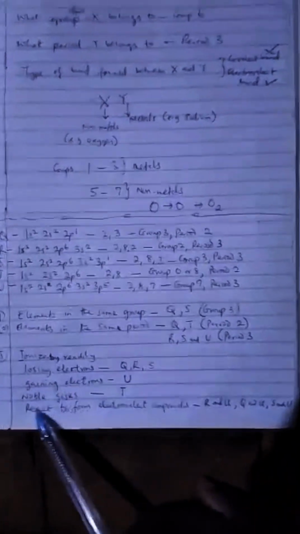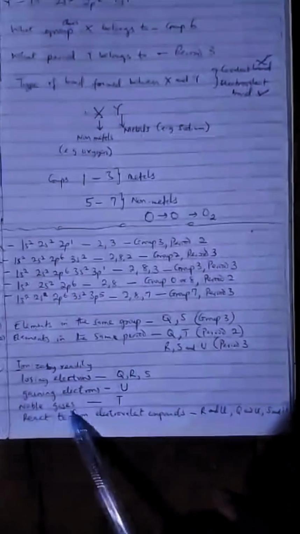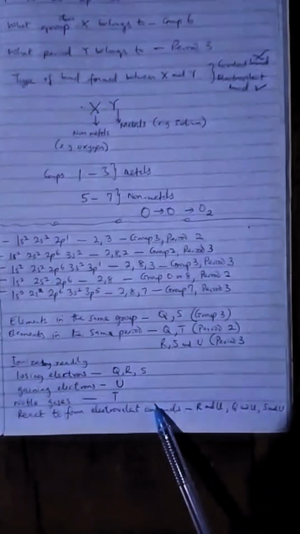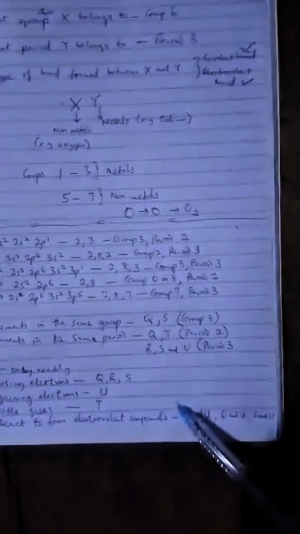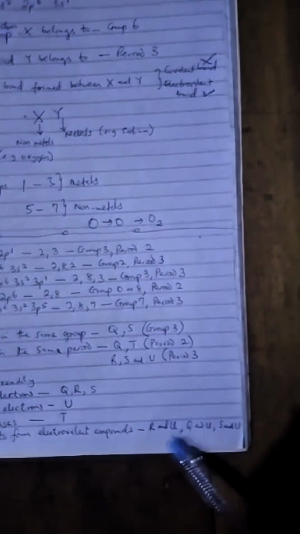Now, finally, which elements react to form electrovalent compounds? Like I told us before, it could be metals and non-metals. So R and U, Q and U, and then S and U. Metals and non-metals.